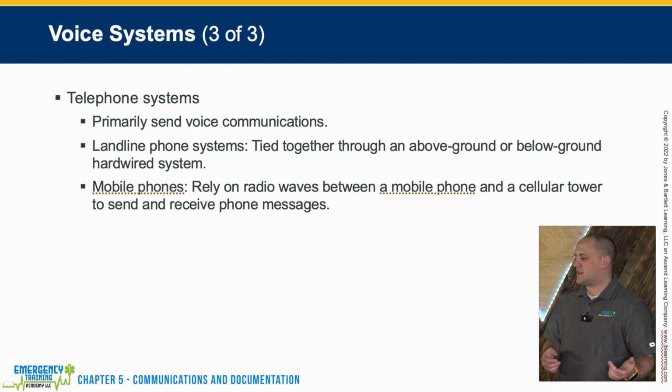We have landline systems that are tied together through above ground and below ground, like actual hardwire. And then we have mobile phones, which rely on radio waves and tower locations. And some of those towers, depending on how far apart they are or if there's obstructions between them, it can make our communication using mobile phones more difficult.